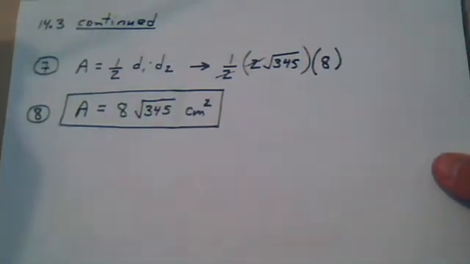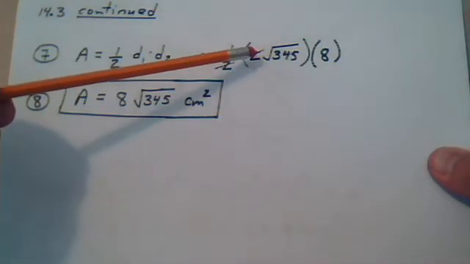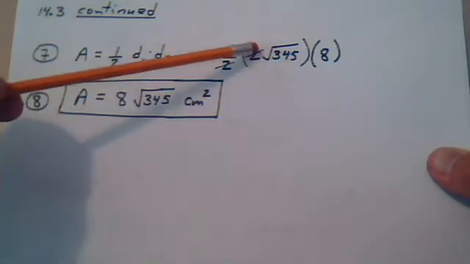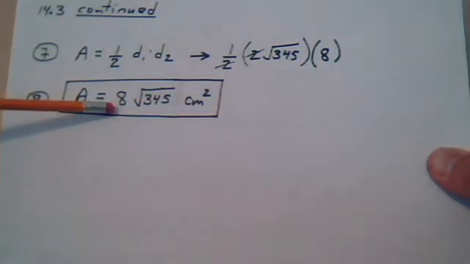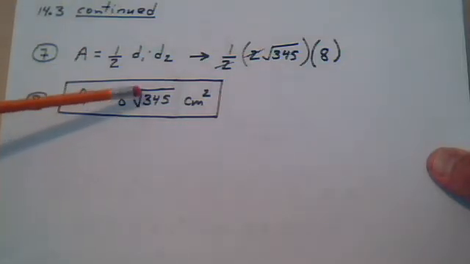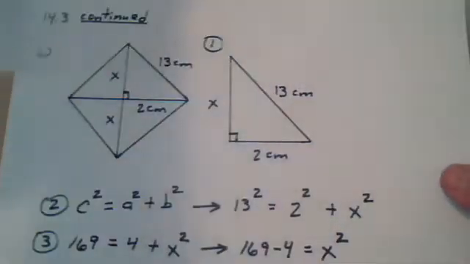Now run it through the formula. Here's a 1/2. Notice we said 2 times square root of 345, so this 2 cancels with this 2, and that leaves the 8. So the area for this rhombus is 8 square root of 345 square centimeters. Now let's try the next one.